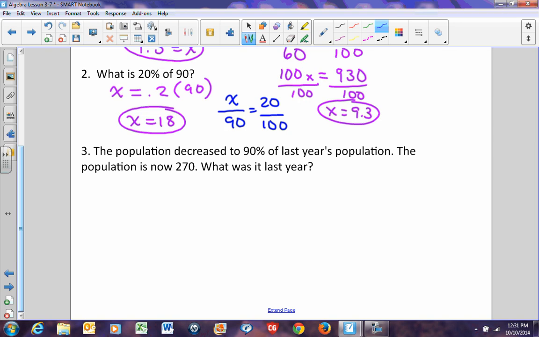Number 3, the population decreased to 90% of last year's population. The population is now 270. What was it last year? Okay, simple question. You just need to be able to rephrase this into something that you can solve. We're looking for last year's population, so I'm going to let x equal the population last year.